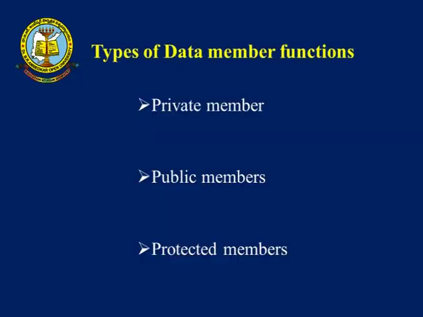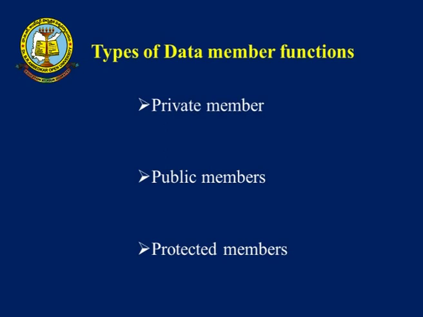After that, member functions. What is meant by member functions? Whatever methods or functions you declared within the class are called member functions in C++. Next we have the types of member functions. The types are access specifiers. These are also called access specifiers in C++. There are three types.